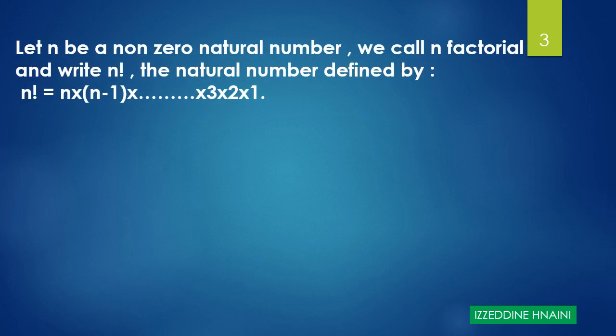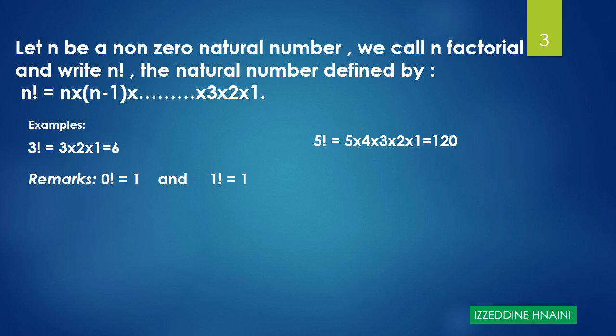Factorial of n is n times (n minus 1) times (n minus 2) times, etc., 3 times 2 times 1. For example, 3 factorial equals 3 times 2 times 1, which is 6. 5 factorial equals 5 times 4 times 3 times 2 times 1, which is 120. Note that 0 factorial is 1 and 1 factorial is 1.